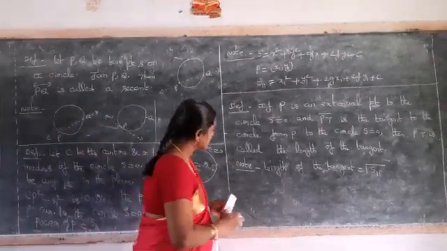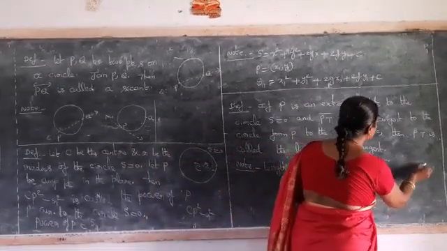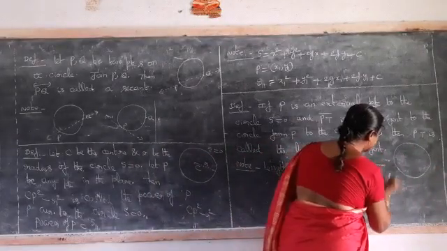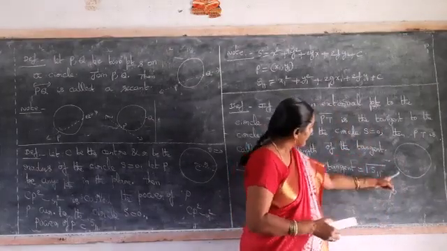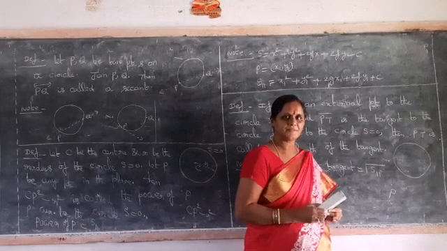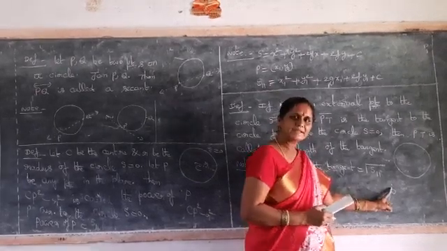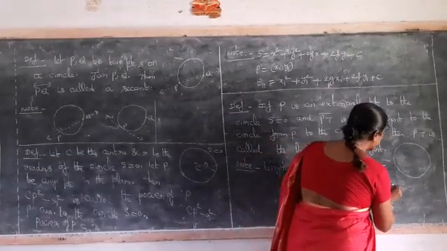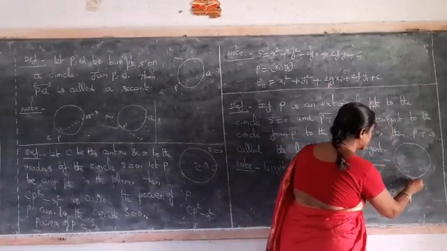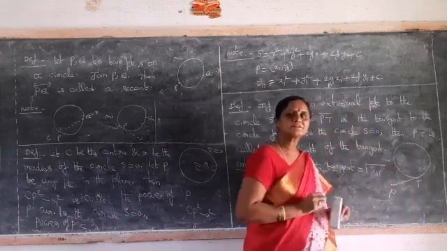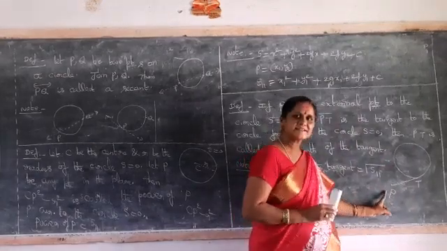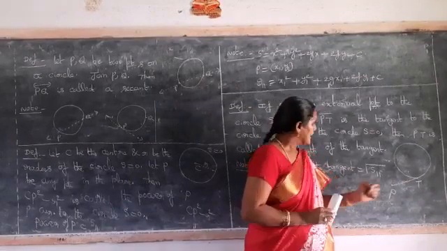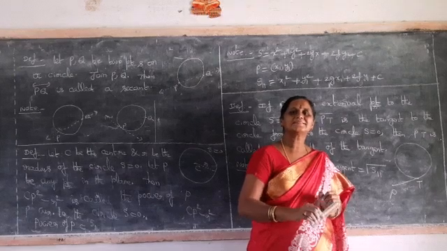Suppose that I consider an external point to the circle. Suppose that this is the circle. Suppose that I consider an external point P. Madam has taken a point P outside this circle. Now I draw the tangent from capital P to this circle. Let us draw the tangent to the circle from this point P. Suppose that this tangent touches the circle at the point T. Then this length PT is called the length of the tangent.